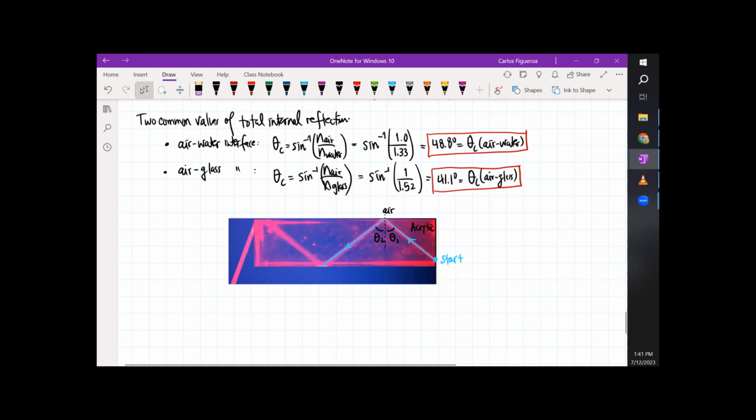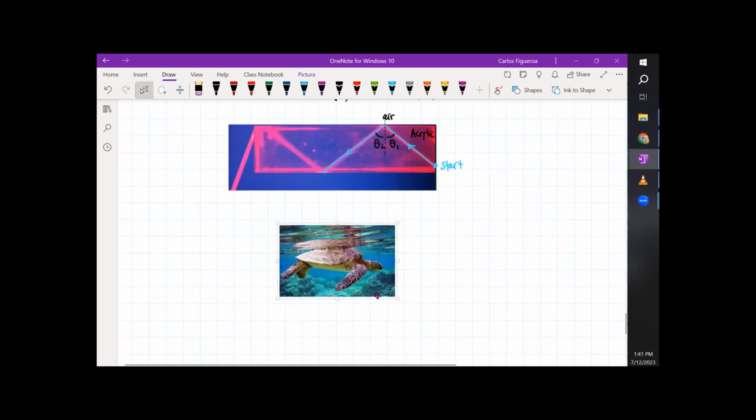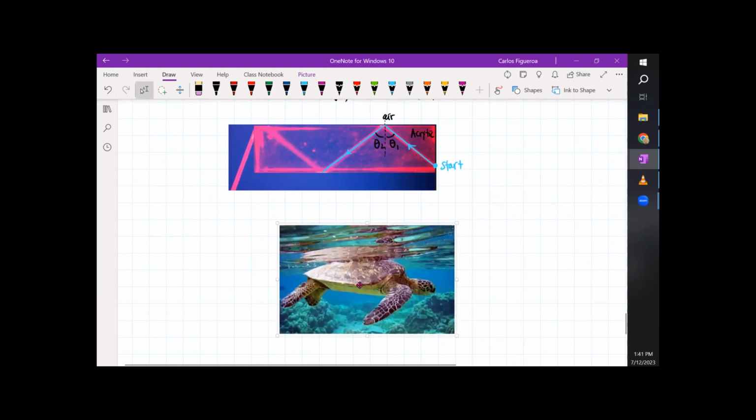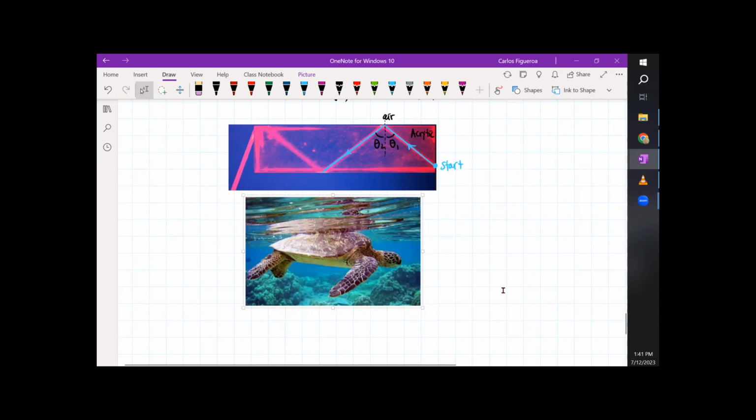Another really beautiful image on total internal reflection is of this turtle. Look at this turtle here. The turtle can't see out of the water because it's at the critical angle. The light starts in the water and it stays in the water because it's at that critical angle.